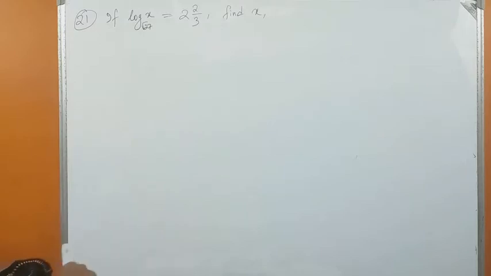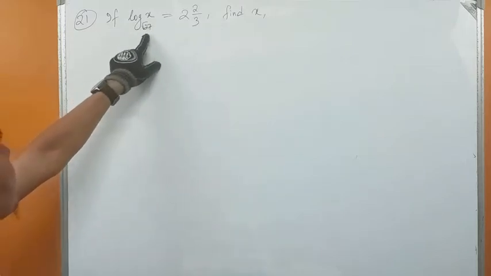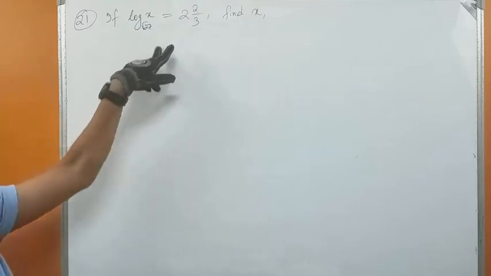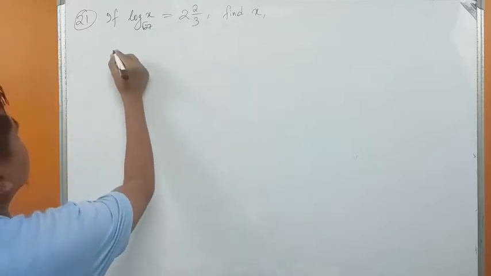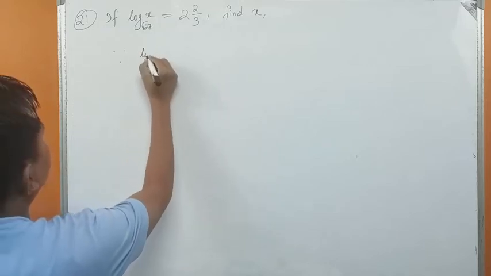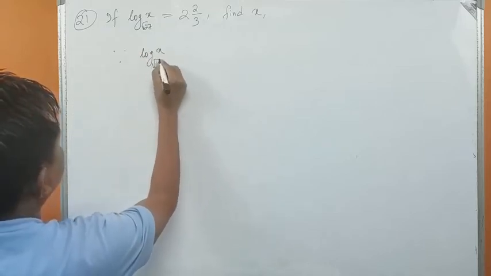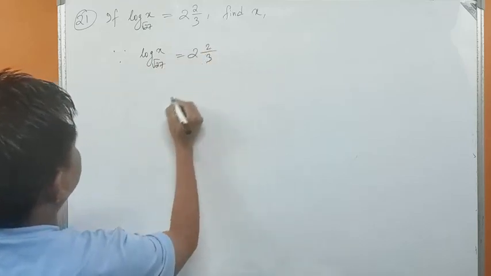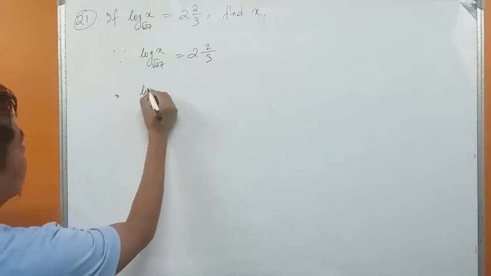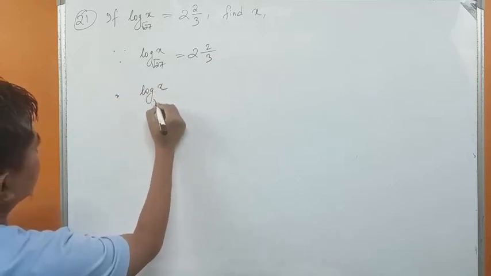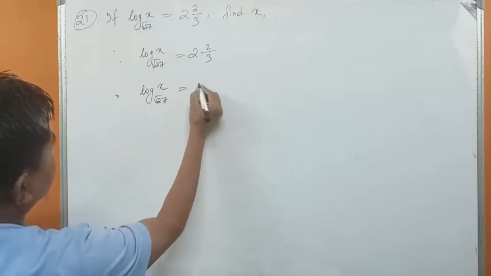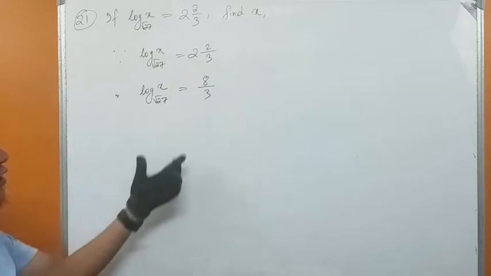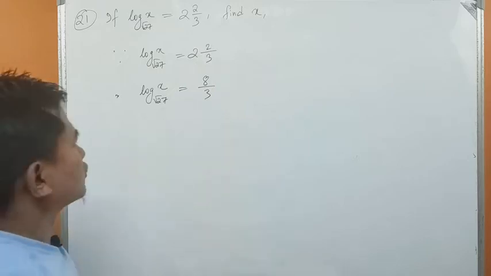Now let us do question number 21. Log x to the base root 27 equals 2 whole 2 upon 3. Find x. So this is the given equation. We are asked to find x. So let us first write the given equation. Log x to the base root 27 equals 2 whole 2 upon 3, isn't it? Or we can write this as log x to the base root 27 equals 8 upon 3, since 3 times 2 is 6 plus 2 is 8, upon 3. Now this is a logarithmic equation. Let us convert this into exponential form.